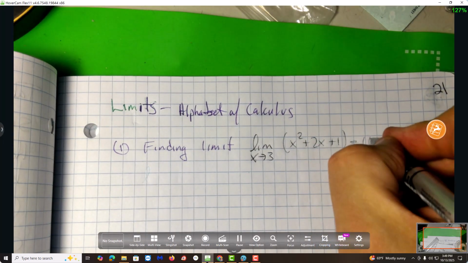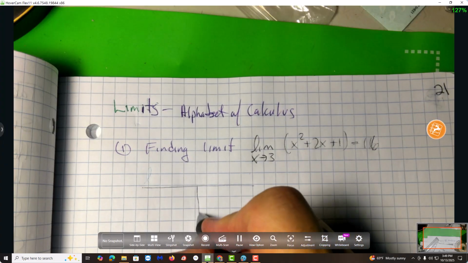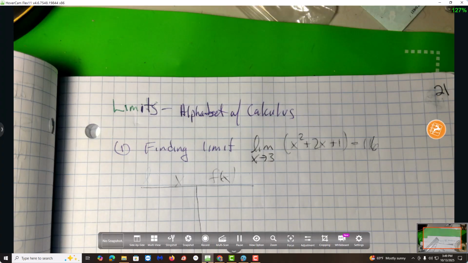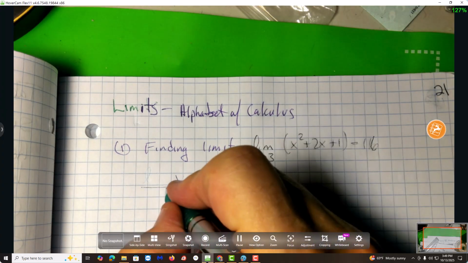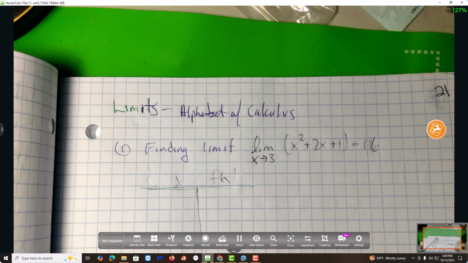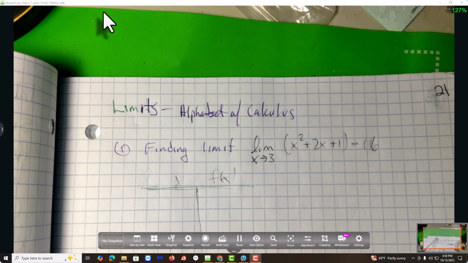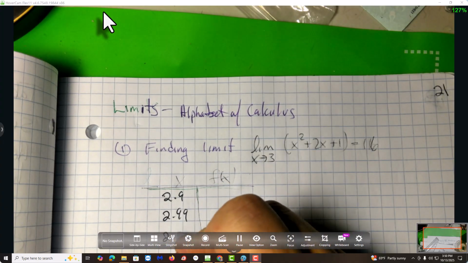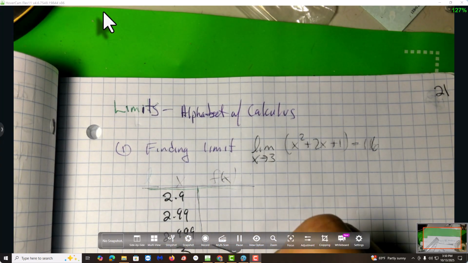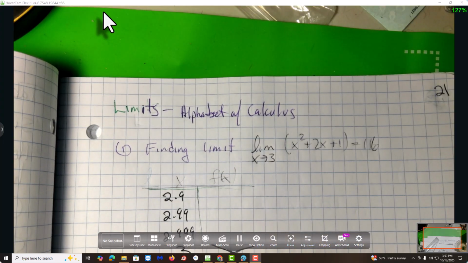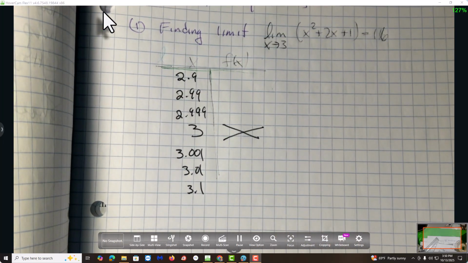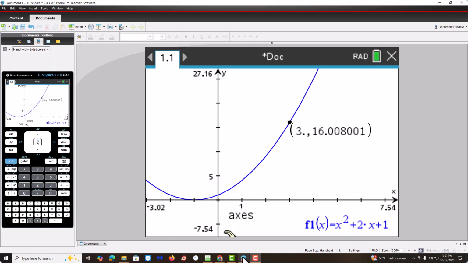We're reading a graph. The other way I could do this is making a table. Now in this table, we're going to use 2.9, 2.99, 2.999. 3, we're not going to allow ourselves to touch it yet. And now I'm going to fill this in, and we're going to show numerically that we have the same limit.